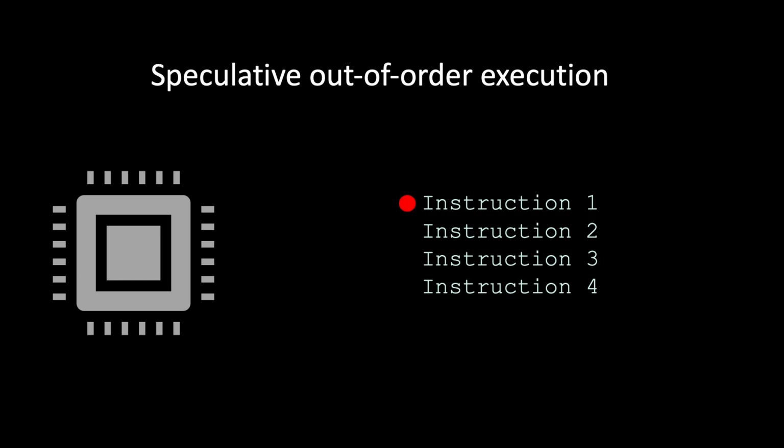So while you're evaluating one instruction, which might take a long time, the CPU can already evaluate another instruction further down the line. This is called speculative out-of-order execution because it's not sure whether this instruction gets called at all. Maybe there's an error before that, or maybe there's an if statement before that, which we will come back to in a second.